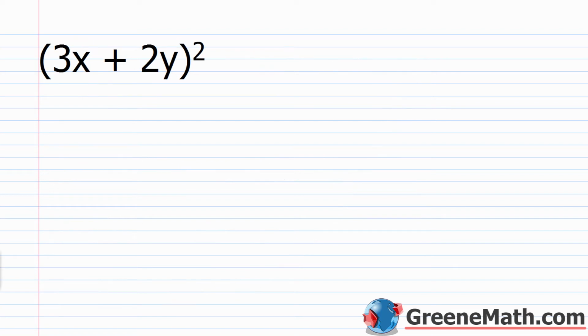Let's take a look at (3x plus 2y) squared. And again, all I'm going to do is whatever I have in the first position, I'm going to square that. So the 3 has to be squared, and so does the x. Again, this is 3x. That term is squared, the whole thing. Please don't just write 3x squared. That's wrong. So 3 squared is 9, and x squared is x squared.